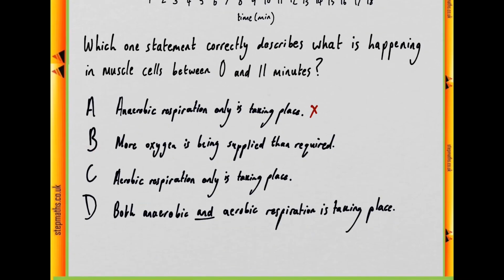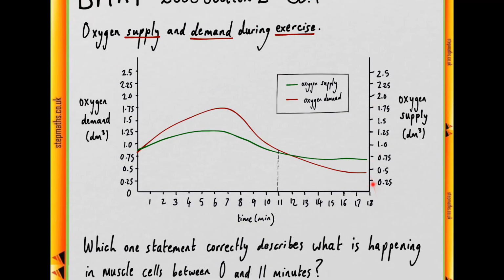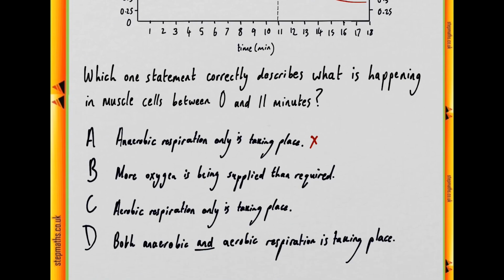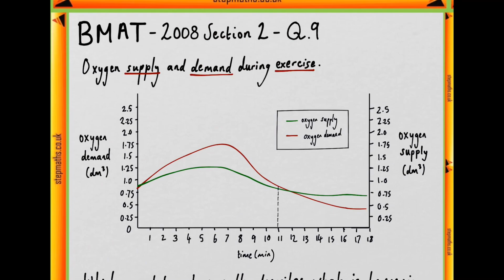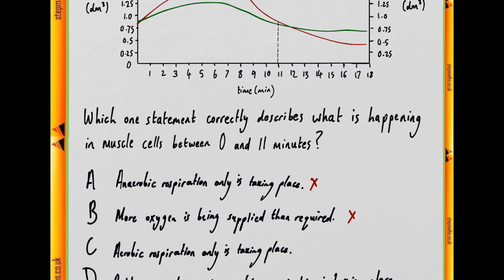Moving on to B, more oxygen is being supplied than required. Well, since we have the same axis here, and demand clearly exceeds supply in the sense that demand is higher at this point, we can say this is wrong. Moving on to C, we have aerobic respiration only is taking place. Well, since we have less oxygen than is required for purely aerobic respiration to take place, as evidenced by the higher oxygen demand curve, this can't be true.